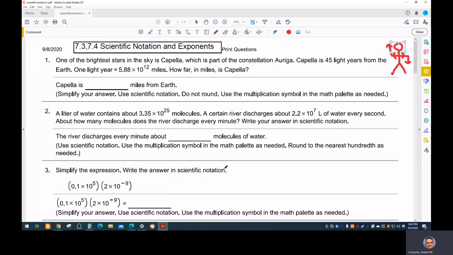I am actually still using Math Excel for this, our old program, because they have better questions. And what we're doing today comes from chapter 7, section 3 and 7.4. So it's multiplying exponents and the power-to-power rule for exponents.